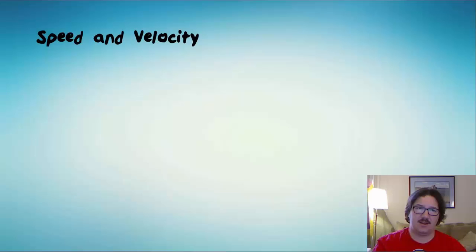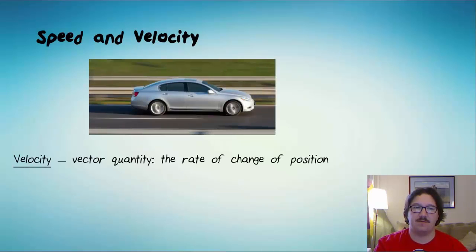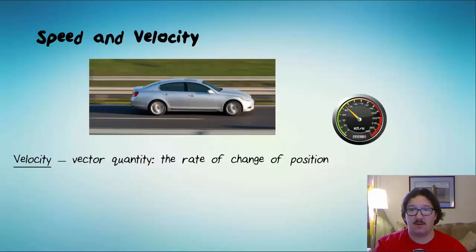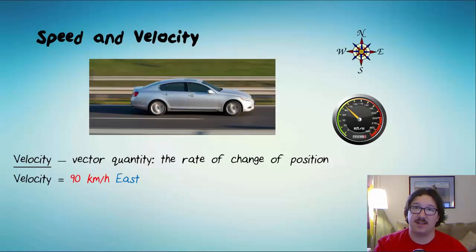Right, on to speed and velocity, and this one's a little bit simpler. The velocity of an object, which is a vector quantity, is the rate of change of position. So it's how quickly an object moves from one place to another. And for this car, we know it's moving 90 kilometers per hour, and it's heading toward the east. So we would say that its velocity is 90 kilometers per hour east. It's a vector quantity, so it has magnitude, 90 kilometers per hour, and direction, east.